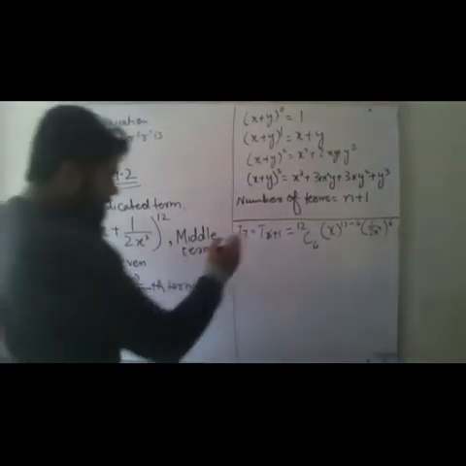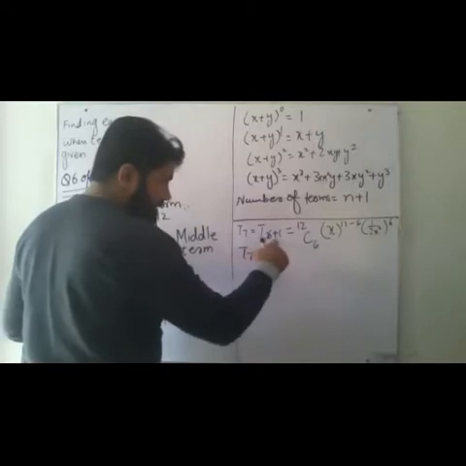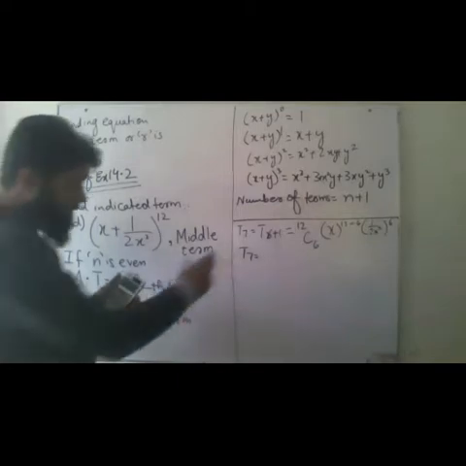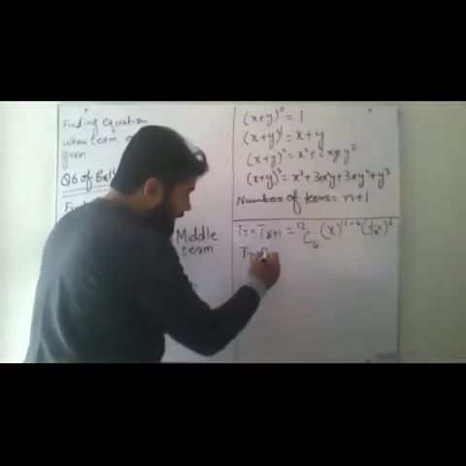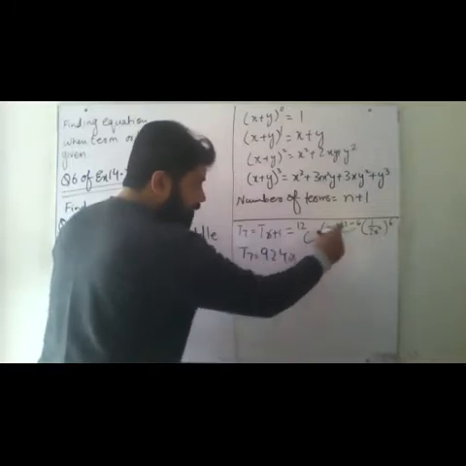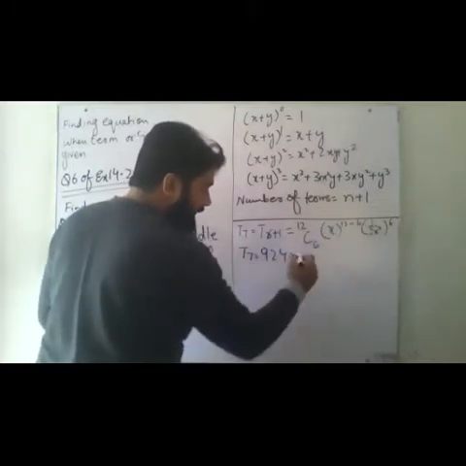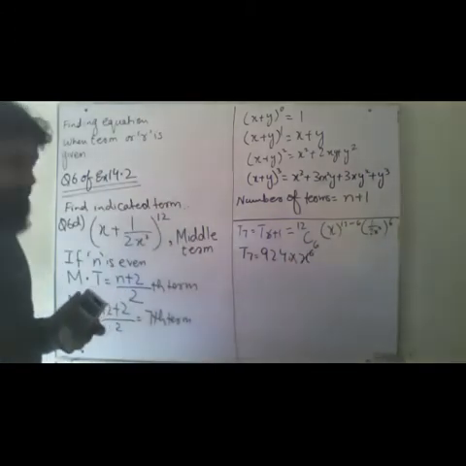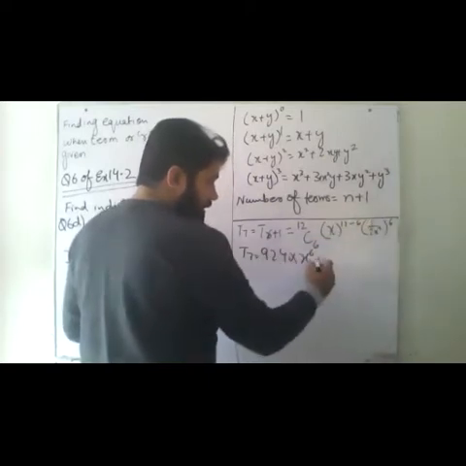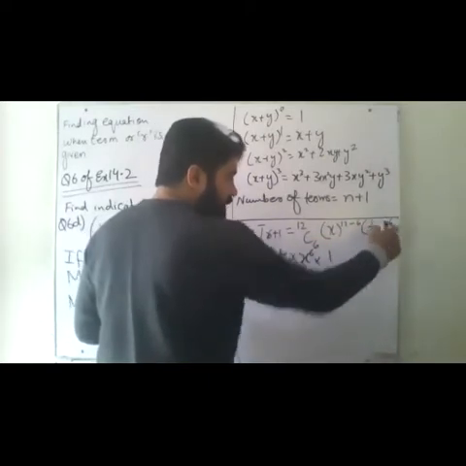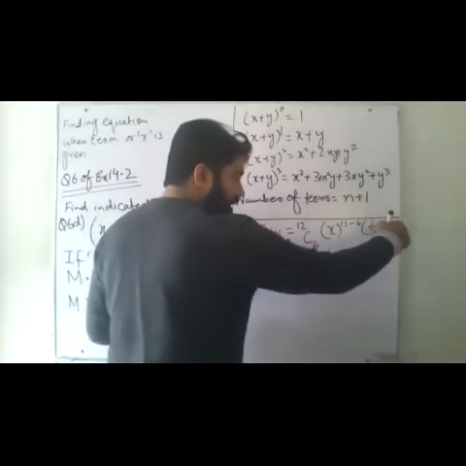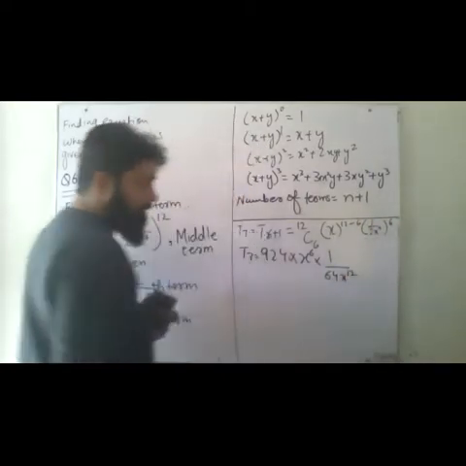See what I have done. T7, because 6 plus 1. First of all, I am using my calculator to get this value. Okay, 924. Then multiply by x to the power 12 minus 6, that means x power 6 will be there. After that, power 6 will be applied over here, and over here. 1 to the power 6 will be 1, 2 to the power 6 will be 64, and x square multiplied by 6, x power 12.